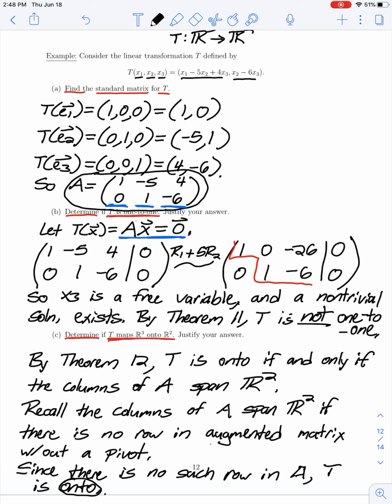So it is onto, but it is not one-to-one. So we hit every vector in R2 with this transformation, but there are vectors in R2 which have different vectors in R3 as the image, or with the same image. So here, this example illustrates that by making use of theorems 11 or 12, we can determine from looking at the matrix A for a linear transformation whether that transformation is one-to-one or onto.